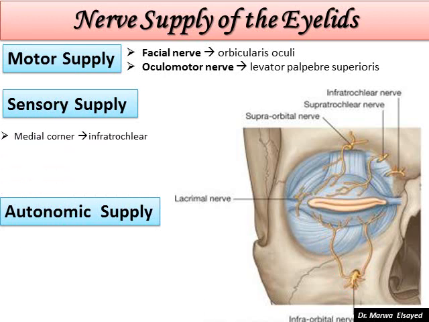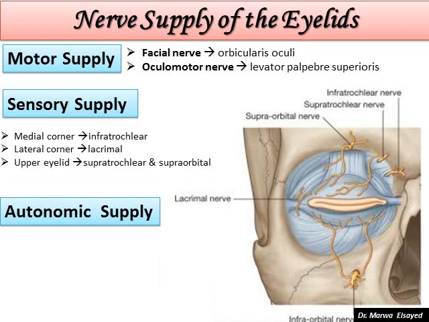So the medial corner is supplied by infratrochlear, lateral corner by lacrimal, upper eyelid by supratrochlear and supraorbital, but the lower eyelid is supplied by infraorbital.